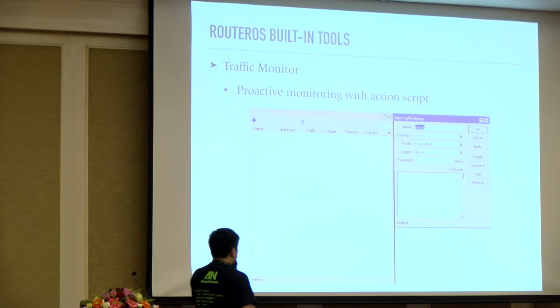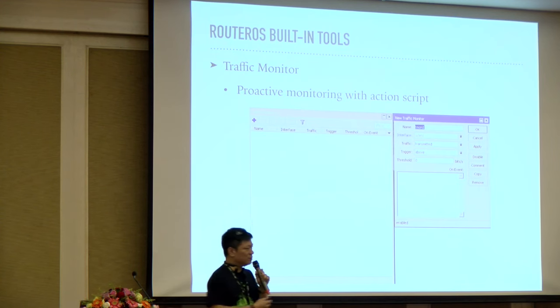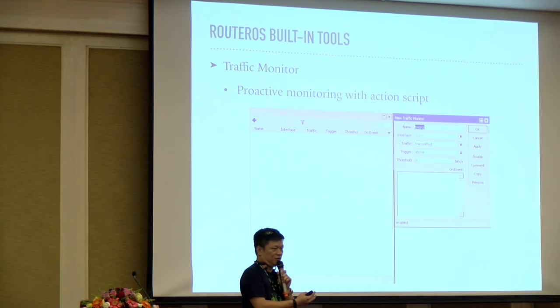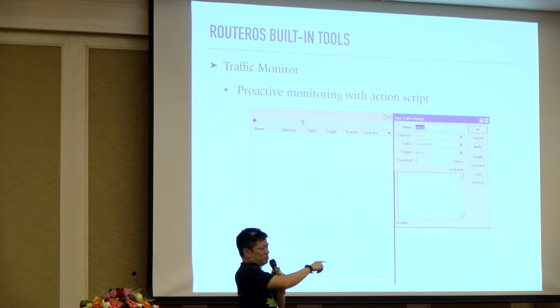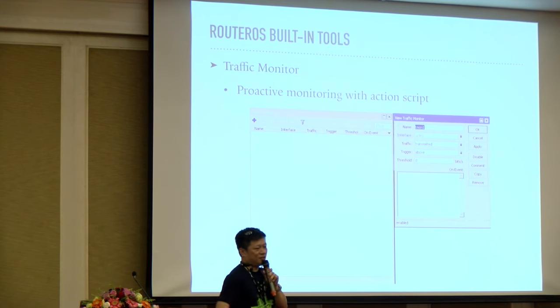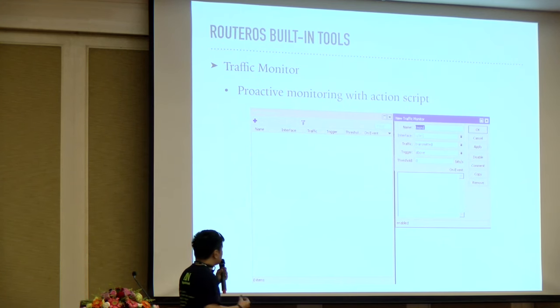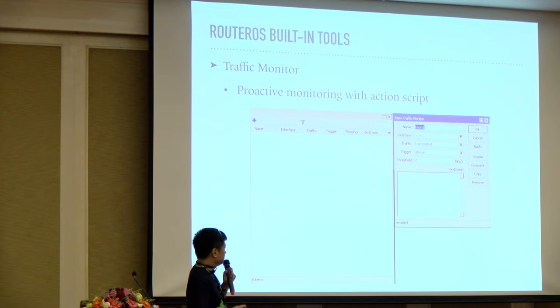Okay? So it's proactive. Proactive meaning that you're doing the monitoring, you see something, you have to proactively do something. Previous one, you see this graphic of 1 Gbps, all your CPU is 100%. It doesn't do anything. You just look at it. Oh, yeah, my CPU is 100%. My RAM is zero free. It doesn't do anything. But proactive, for this traffic monitor, you can specify, okay, if a particular interface, this is my ISP1, if ISP1 is full, which is 100 Mbps, do something. So traffic monitor allows you to do this.